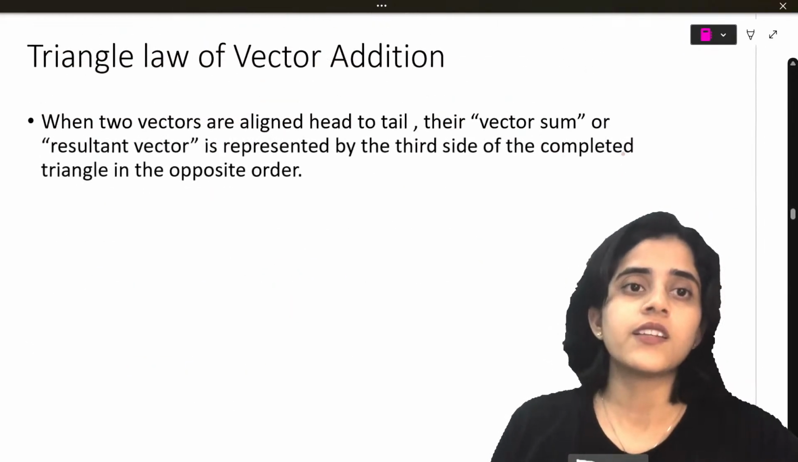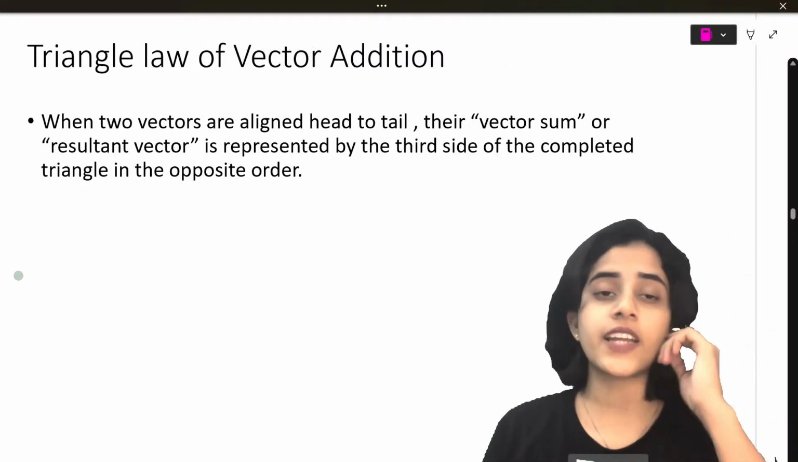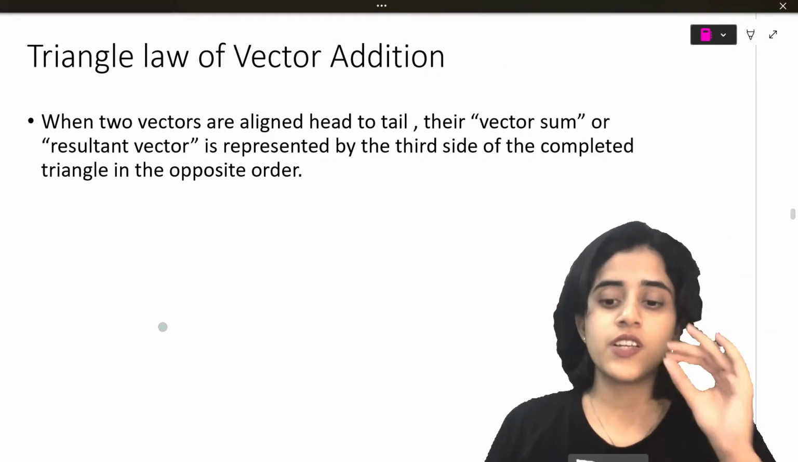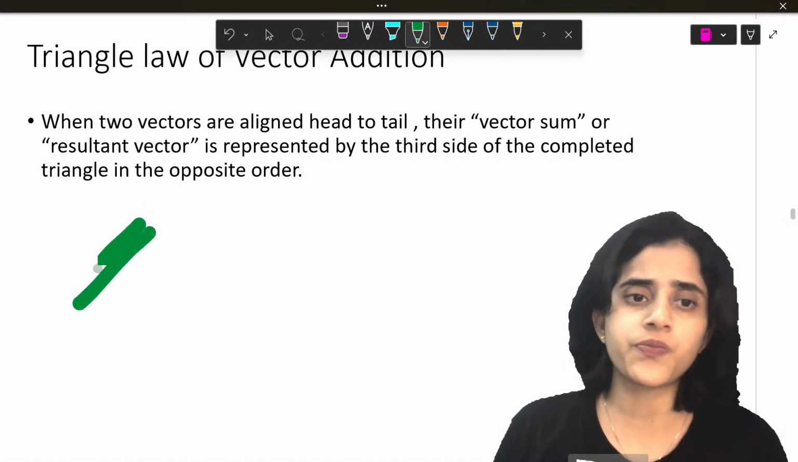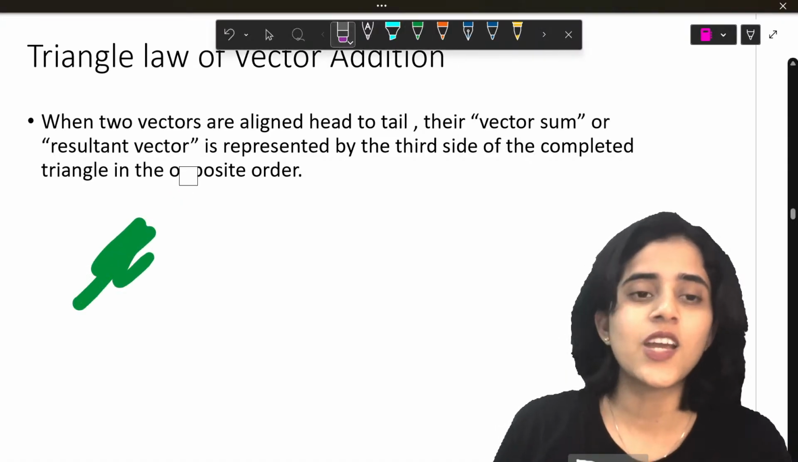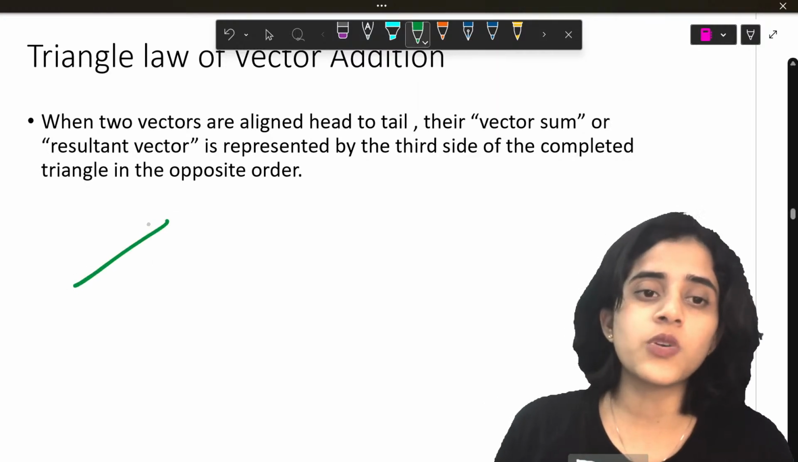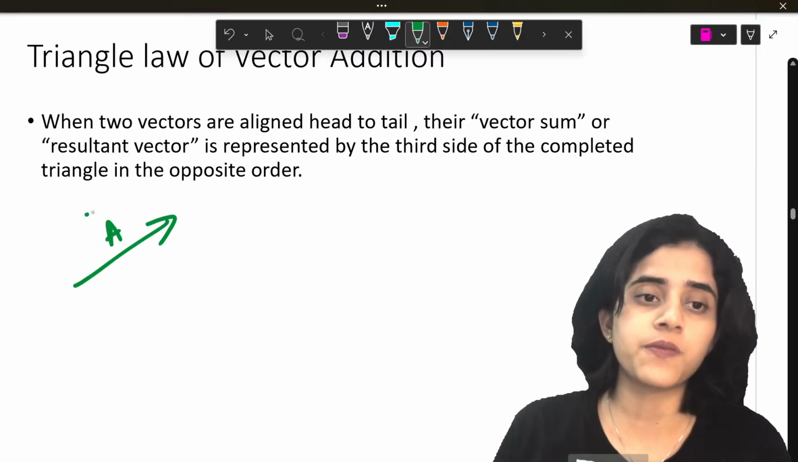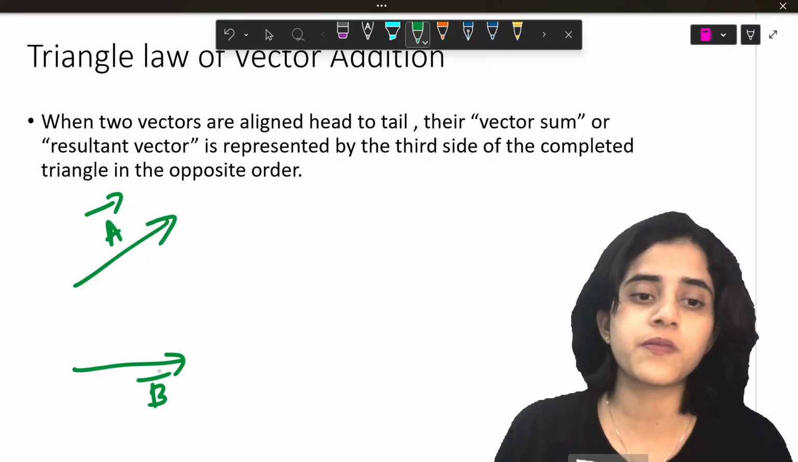First thing, triangle law of vector addition. So for the triangle law of vector addition, let's say you have two vectors. Too thick, let's erase this. Where is my eraser? Yeah, it is here. So let's say you have one vector, this is A. You have another vector, this is B.